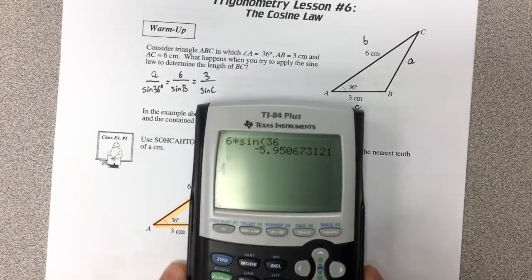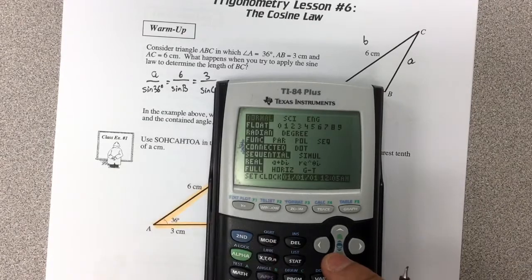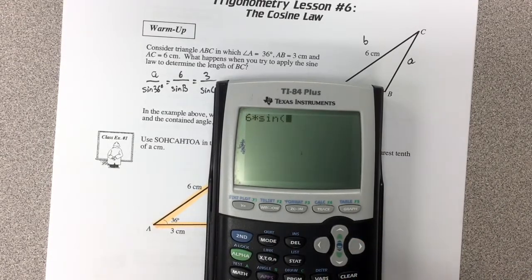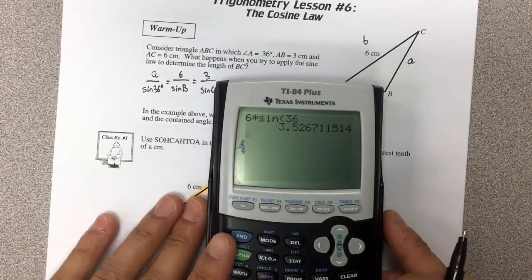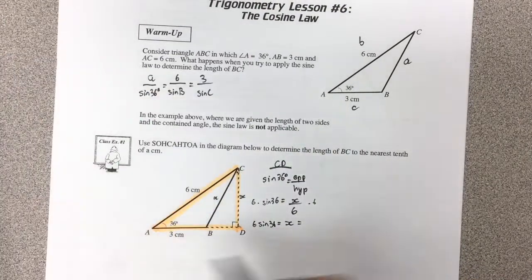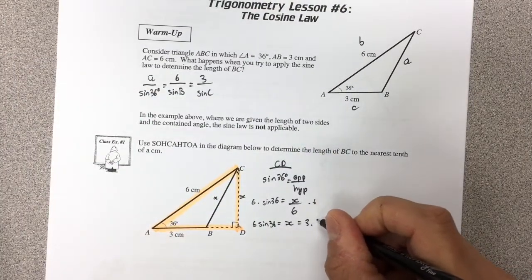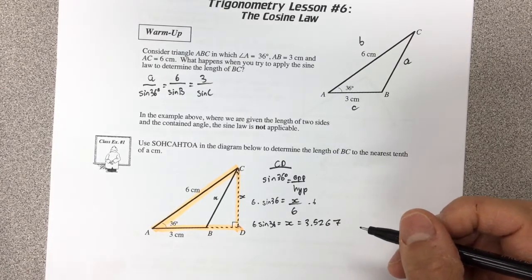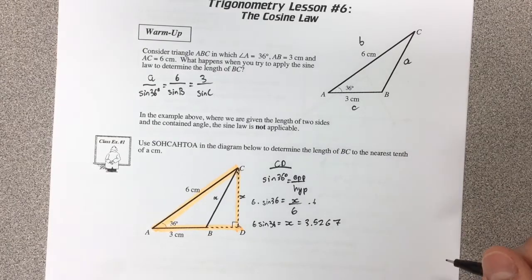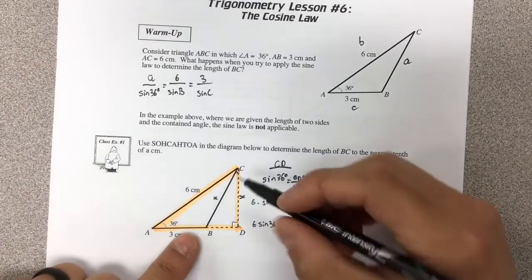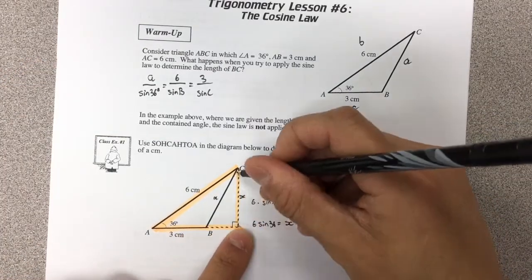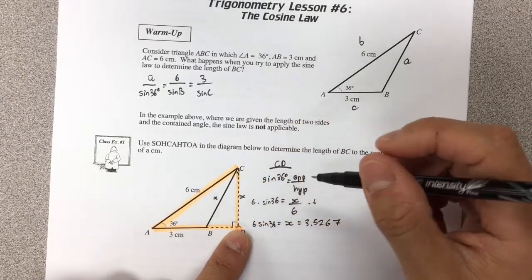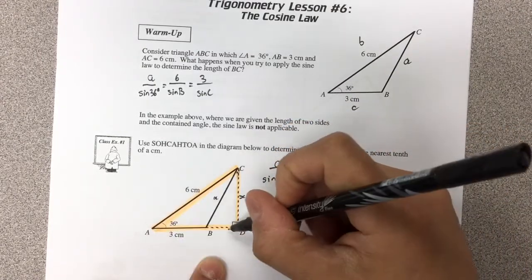and so if you're getting an answer like this, that means your calculator is in radians. You want to make sure it's in degrees. So 6 times sine 36 is 3.52. And I'm just going to store that answer for later. All right, now, so we have this value here, and now what we want to do is find the value from A to D.